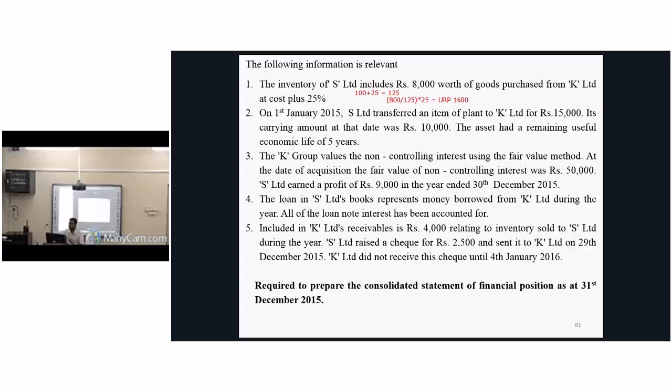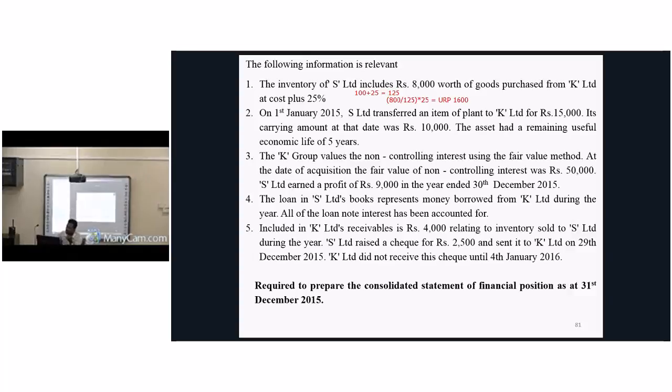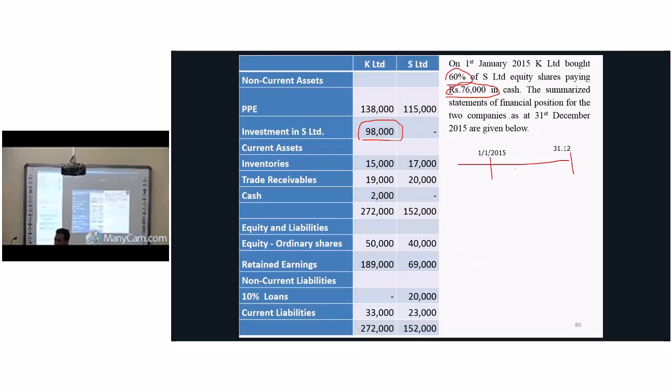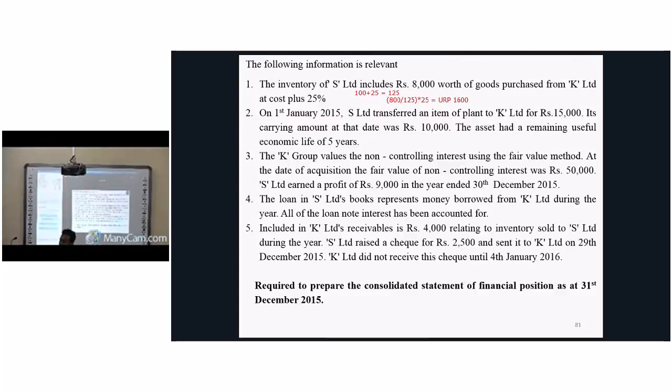Now who is the seller? Inventory of S includes goods purchased from K. K means parent, S means subsidiary. So the parent sold goods to the subsidiary. So then what is the double entry for this unrealized profit?